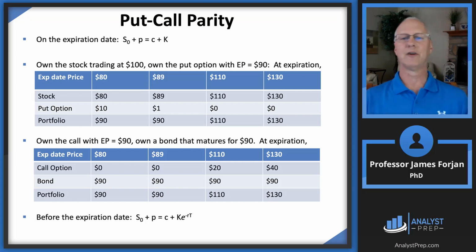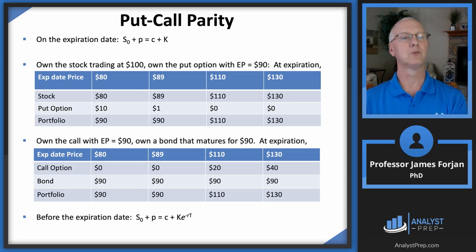All right, now let's look at that first line. This is not a trick question. On the expiration date, what is the value of the stock if it trades at $80? Well, it's $80. If it trades at 89, then it's 89. So that first row, the value of the stock, is not really very exciting or challenging mathematically. The value of the stock on the expiration date will be whatever it's trading for.